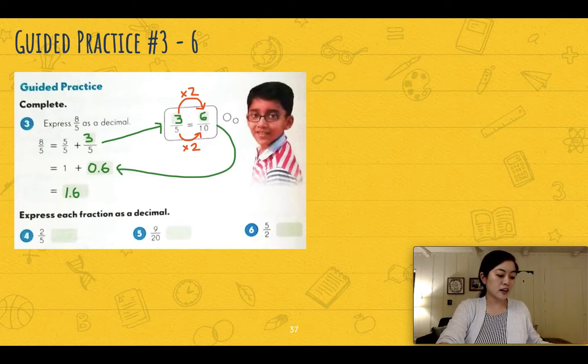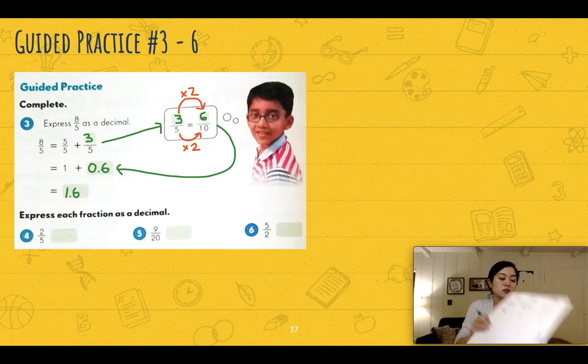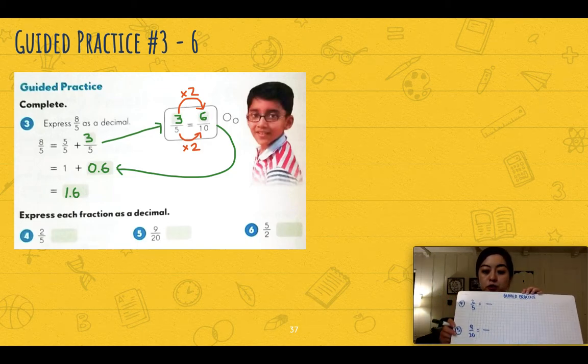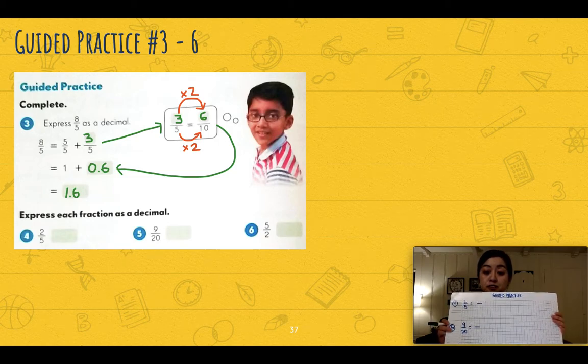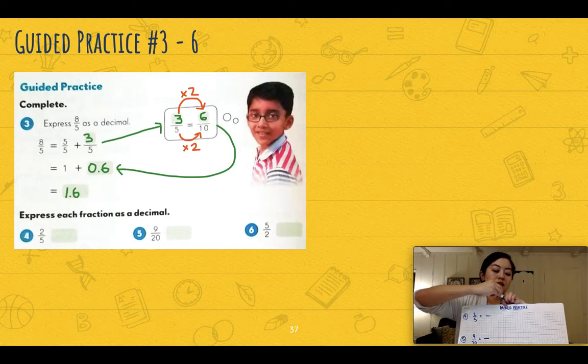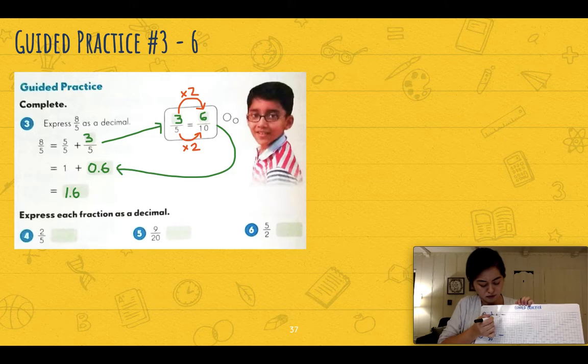All right. Now let's look at number 4. Okay. So number 4 is 2 fifths. Okay. So let's see. Remember, it'll be easier if we find an equivalent fraction first. Once we find an equivalent fraction, then we can write it as a decimal. Okay. So let's see, 2 fifths. Okay. Well, I think, should I put my denominator as a 10 or a 100? I think 10 might be easiest. Okay. 10.